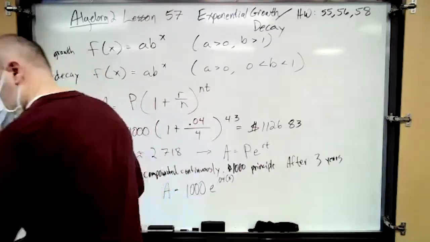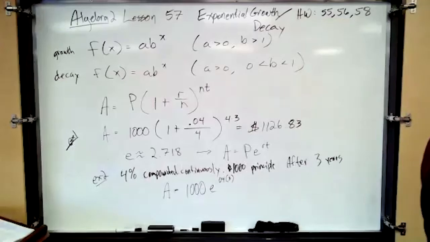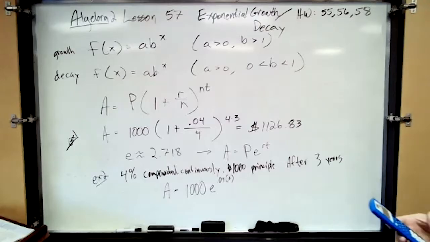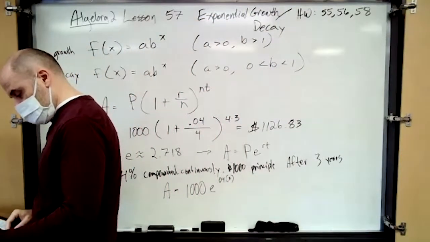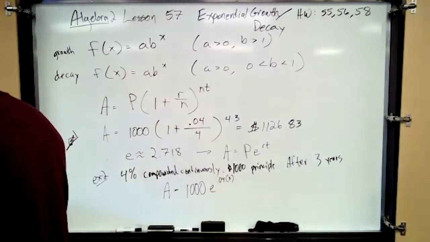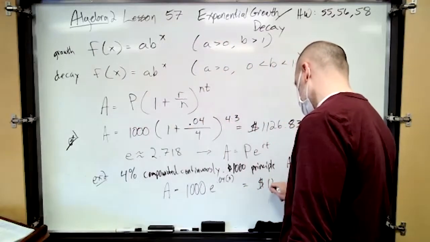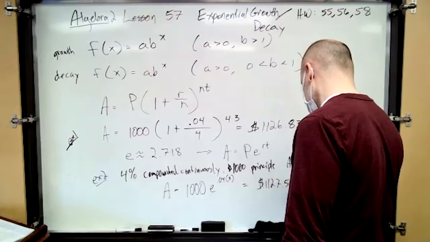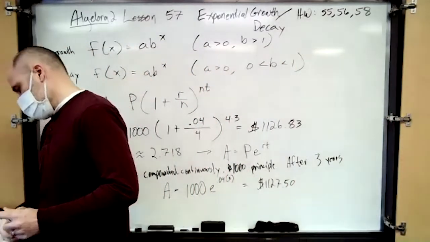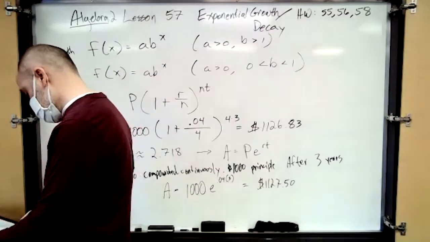Okay, so let's calculate that on my calculator here. 1,000 times, and then I hit E to the X, which I have to push second for, and I have parentheses there, which is great. So 0.04 times 3, other parenthesis, equals $1,127.49, rounded up to 50 cents. Okay, is that what you guys got? So $1,127.50. I know, it's so funny.